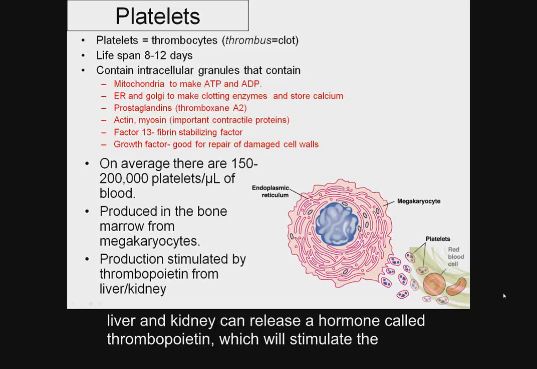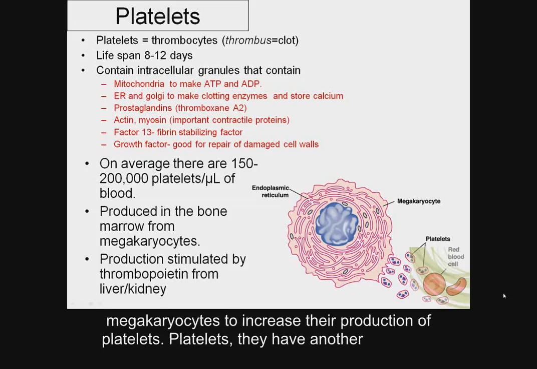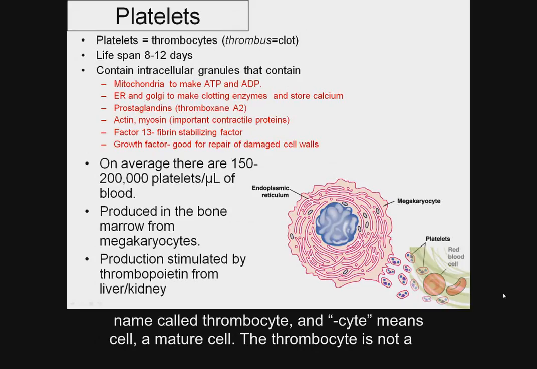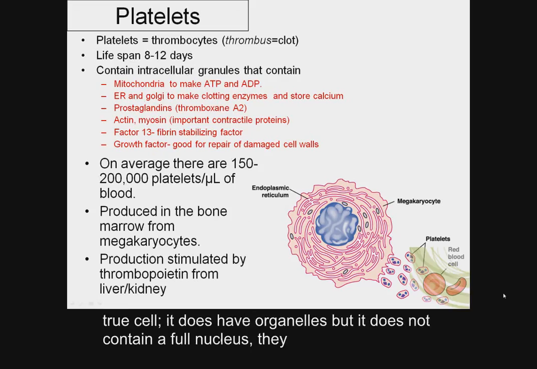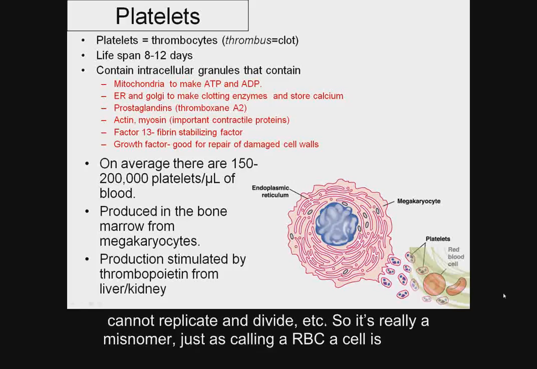Platelets, well, they have another name, and it's thrombocyte. And cyte means cell, or mature cell, I should say. The thrombocyte is not a true cell. It does have organelles, but it does not contain a full nucleus. They cannot replicate and divide, etc. So it's really a misnomer, just as calling a red blood cell a cell is a misnomer as well.